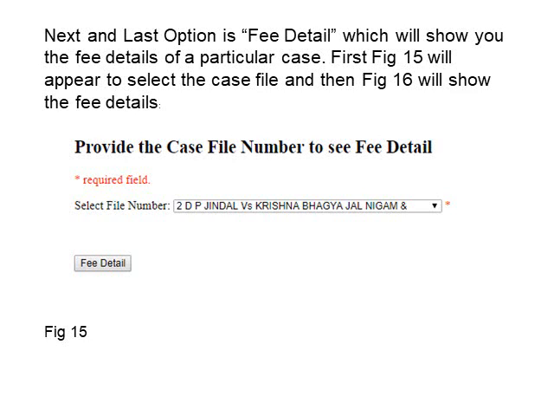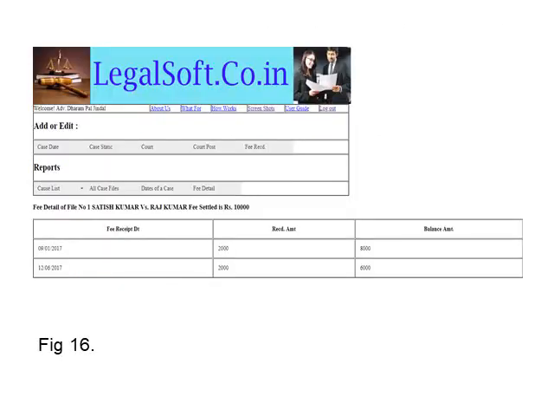Next and last option is fee detail, which will show you the fee detail of a particular case. First figure 15 will appear to select the case file, and then figure 16 will show the fee detail. Here you have to select the case for which you want to see the fee detail. Select from by clicking on this arrow, and after clicking fee detail. This figure will appear, which is showing that on this date this amount is received, and this is the balance, and this is the settled amount. On this date this amount is received, and this is the balance.